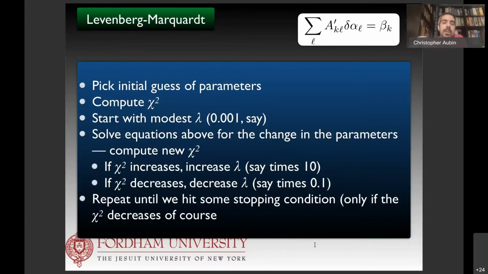If the chi-squared increases, then we're going to want to keep running through the algorithm, but we want to increase lambda because we want to get down the hill. So you maybe multiply it by 10 or so. Again, the exact numbers here don't really matter.